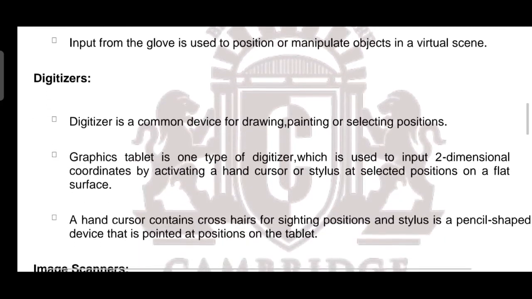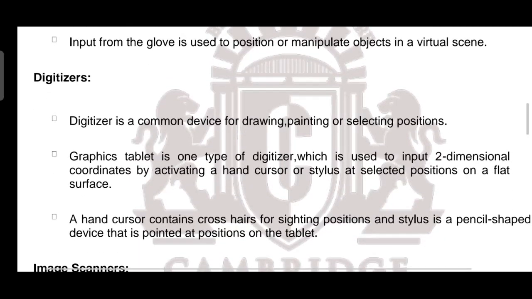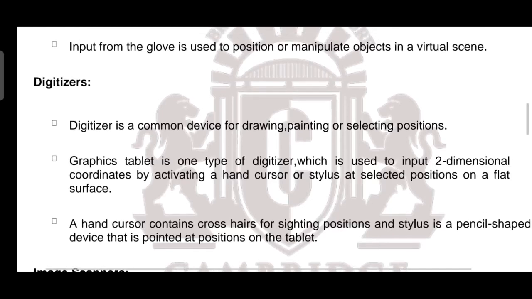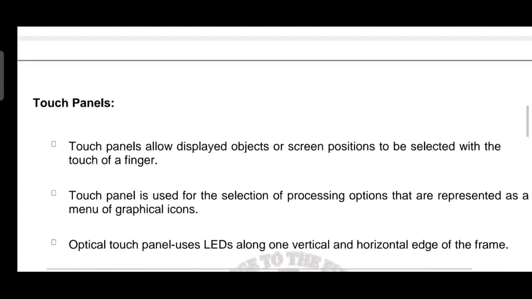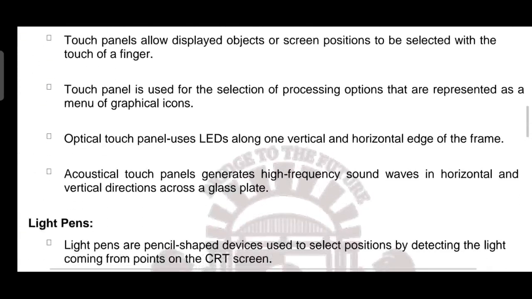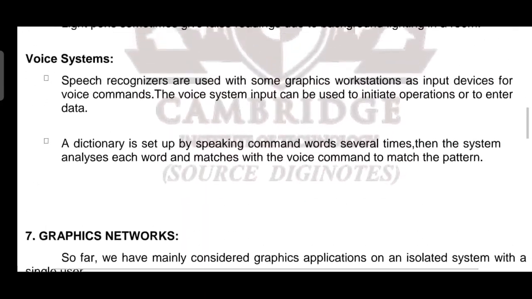We have the digitizer as well. The digitizer is a common device used for drawing, painting, or selecting positions. We have scanners as well. You know about the scanner. It is used to scan pictures and so on, right? Then we have the touch panel, as I told you earlier. We have the light pen, to make the input for the digitizers. Then we have the voice system.